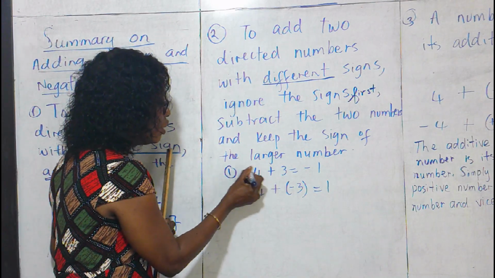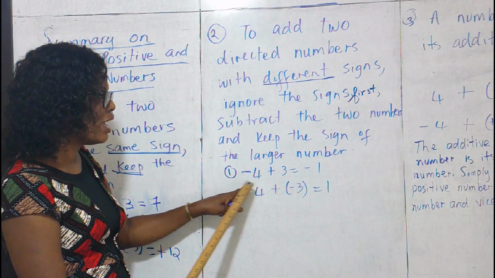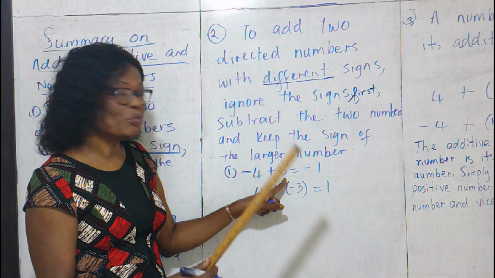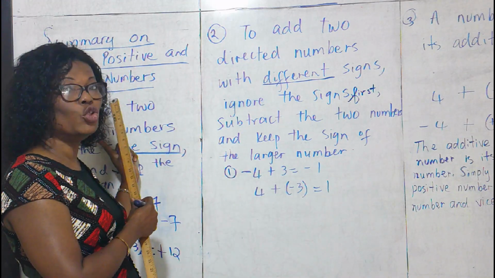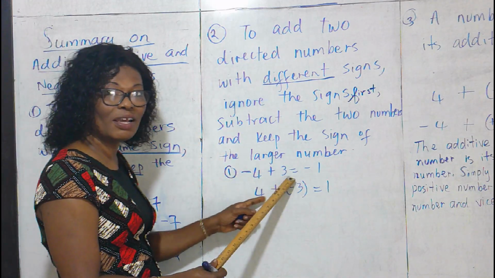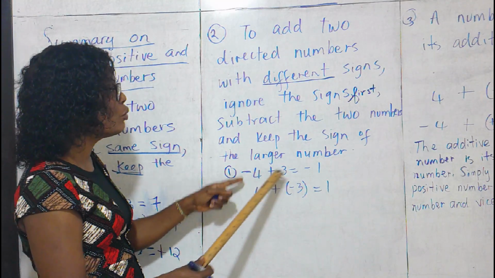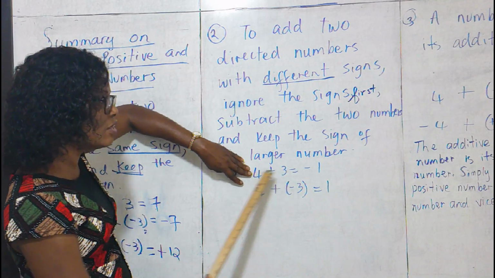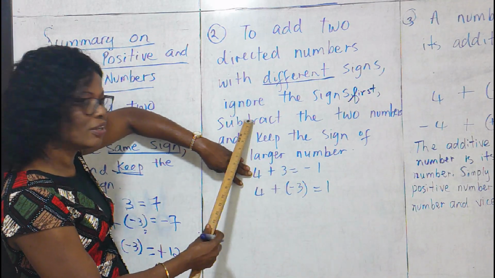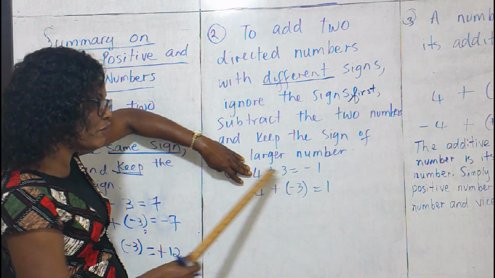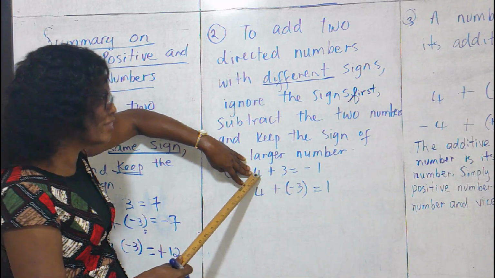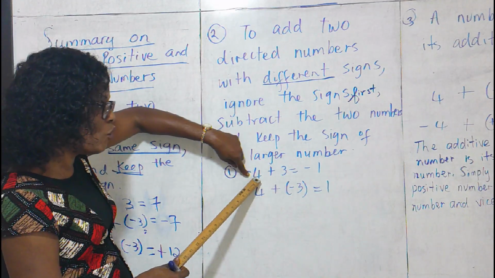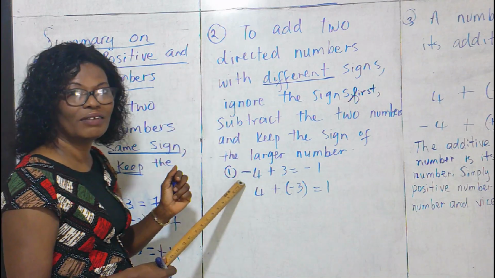For example 1, we have a negative 4, and this 3 is a positive 3. Are the signs different? Yes. Can we use the same rule as number 1? No. The signs are not the same. They are different. So we're going to ignore the signs, subtract the two numbers. Here's the word subtract. Subtract the two numbers. 3 from 4 is what? 1. And then we keep the sign of the larger number, which is 4 in this case. And the 4 has a sign negative.